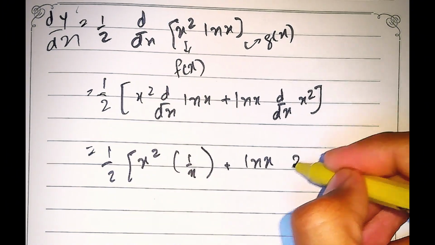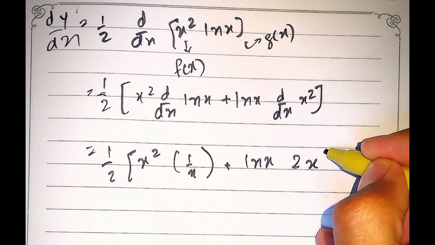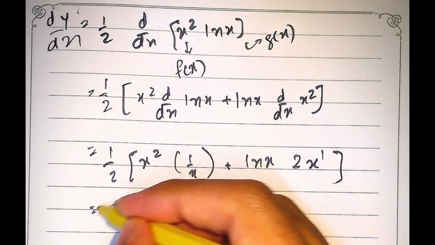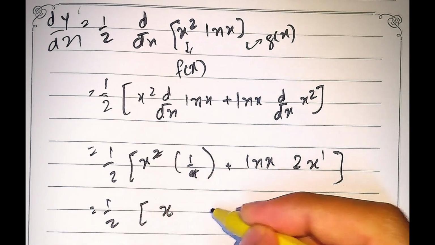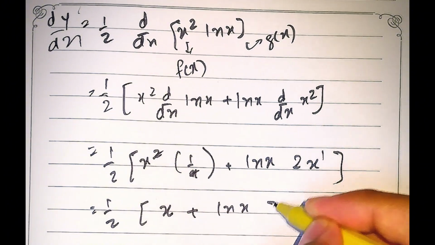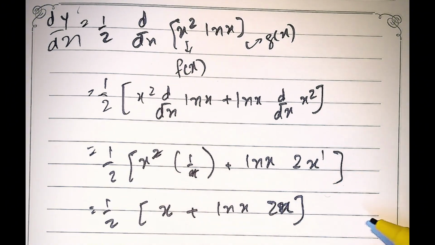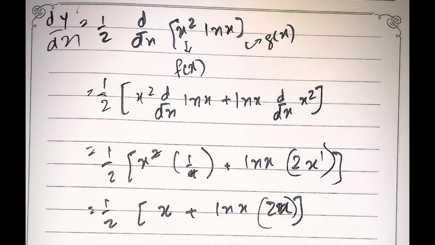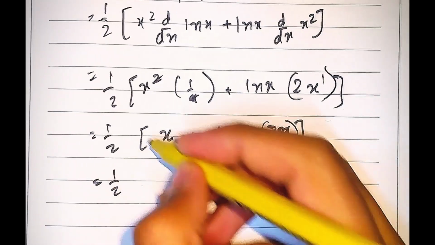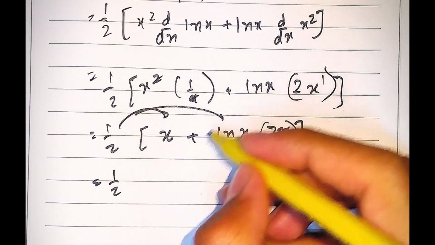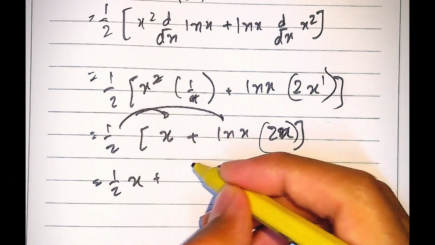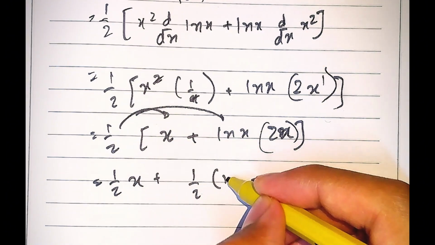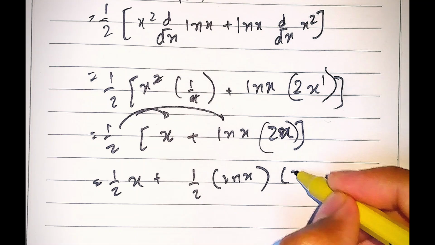Now it is having a power, so the power will be brought down, then the function and the power minus 1, so 2 minus 1 is actually 1. Over here we have 1 divided by 2, so the power will be cancelled by x right over here, so we have x plus log of x times 2x. Okay, this 2x is actually present under the bracket right over here, so we have 1 divided by 2. Let's just multiply this 1 divided by 2 with every term present inside the bracket. So 1 divided by 2 multiplied by x gives us 1 divided by 2 times x, plus 1 divided by 2 multiplied by log of x multiplied by 2x.